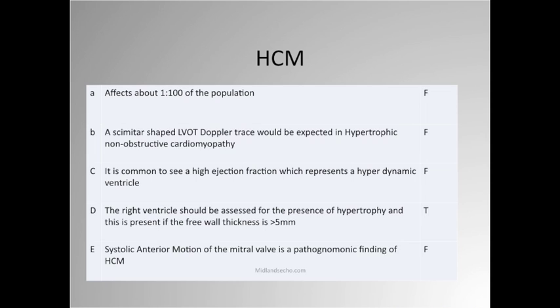The right ventricle should be assessed for the presence of hypertrophy, if the free wall thickness is greater than 5 millimeters. That's correct. In hypertrophic cardiomyopathy you can have right ventricular hypertrophy, and the definition of right ventricular hypertrophy is more than 5 millimeters. SAM of the mitral valve is a finding which only happens in HCM.